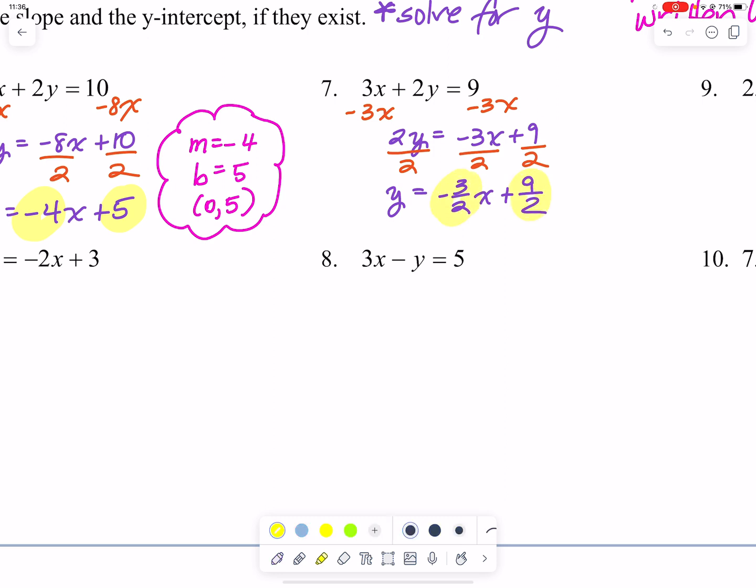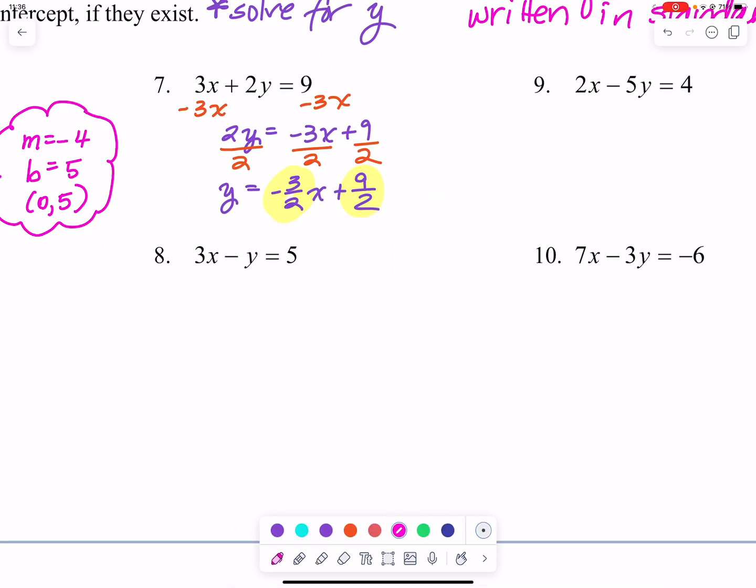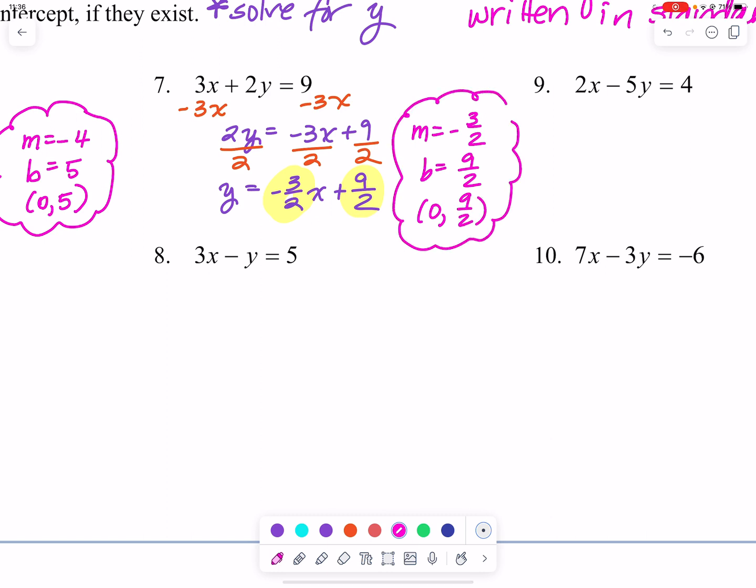So we have our slope and our y-intercept. With that, the slope is negative 3 halves. The y-intercept is 9 halves, and that is at the point 0, 9 halves.